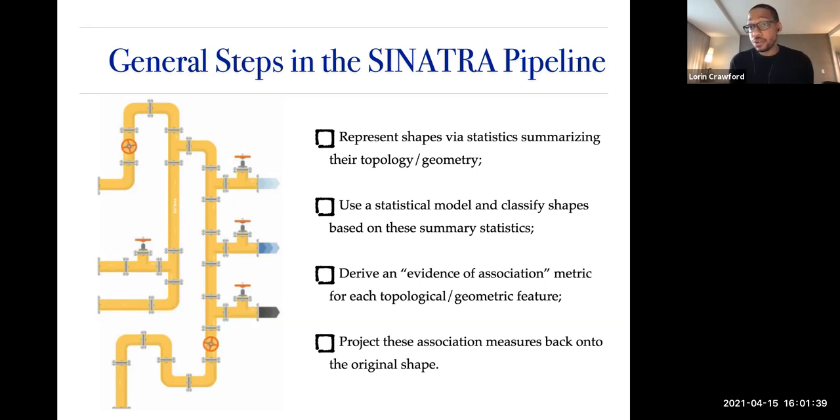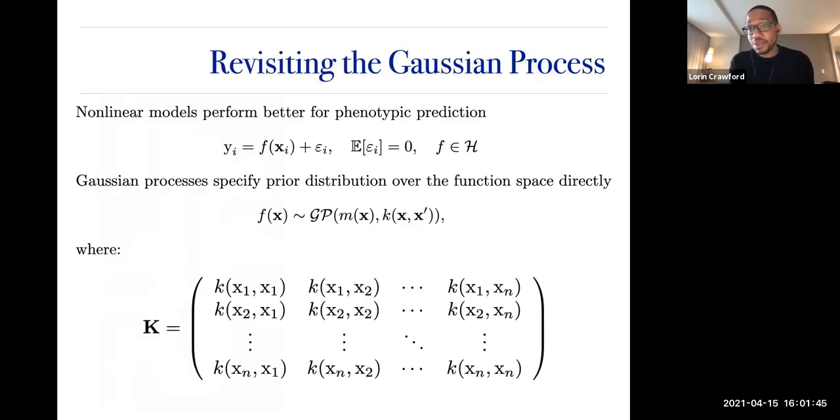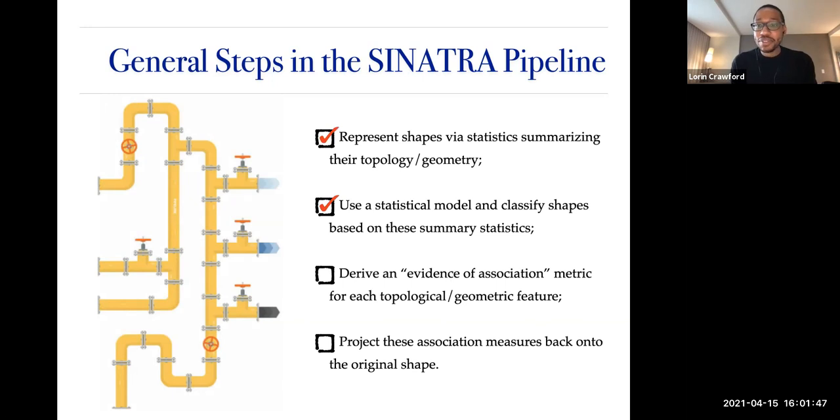Now, we've already covered 2 of them, right? I've always said that I'm going to use this Euler characteristic for this job. I'm going to stick in GP space because why not? I love GPs. And now we have to think about how to derive an association metric for these topological summary stats, okay?